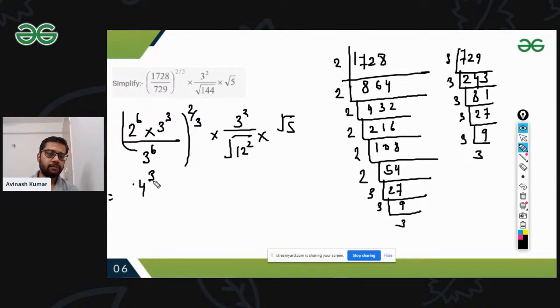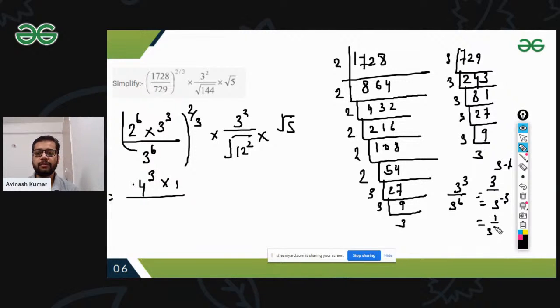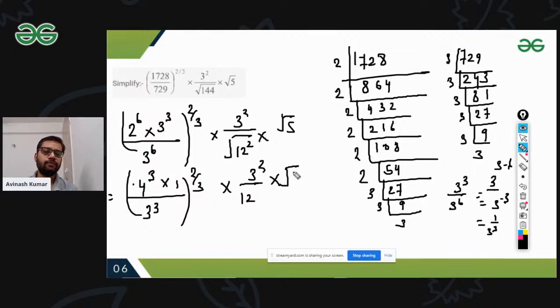4 cube into 4 cube? This will be exactly 1. And since I'm solving separately, 3 to the power 3 upon 3 to the power 6, I can write this as 3 to the power 3 minus 6. This will give you 3 to the power minus 3, 1 upon 3 to the power 3. So this will give you 3 to the power 3 to the whole 2 by 3. Multiply by this will give you 3 square upon 12 into root 5.